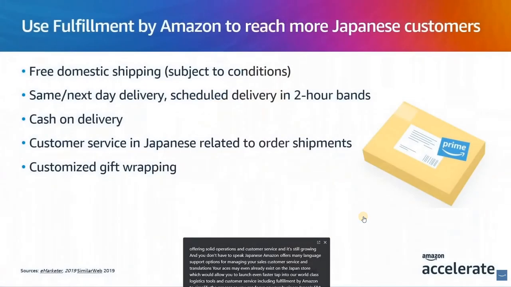Japan's FBA offers state-of-the-art logistics services in equal quality to what you may be used to in the US, as well as local unique features such as cash-on-delivery. Some Japanese shoppers still prefer cash-on-delivery, but you don't have to manage handling cash collection with Japan's FBA. You also don't have to speak Japanese. With FBA, Amazon customer service manages order inquiries in Japanese for you.